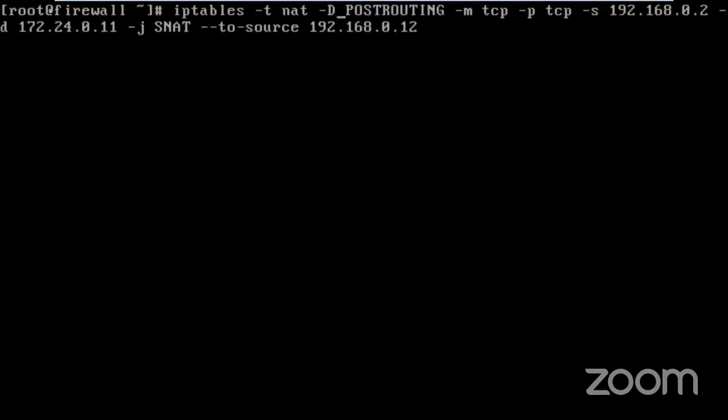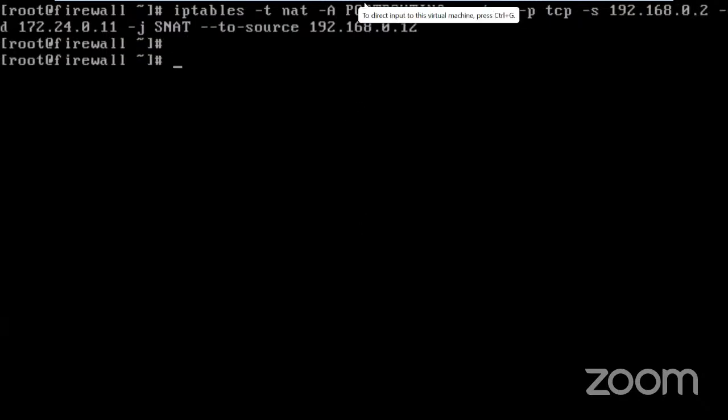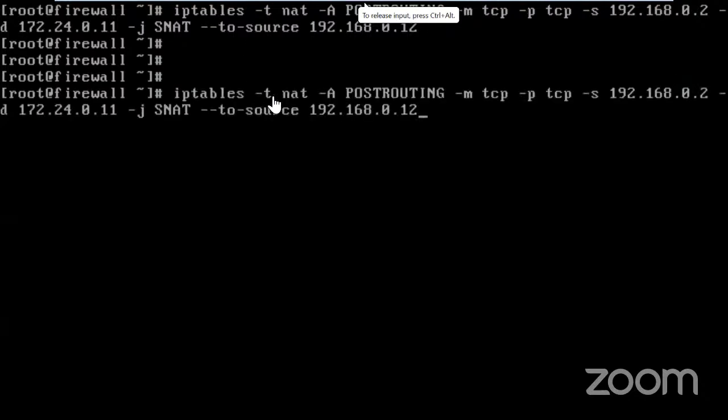Then explain this rule. Then I will take the question. So what was the rule that I have written? I'm saying iptables, type of firewall is NAT, POSTROUTING. Again, the traffic from source going toward this destination 11, perform SNAT and change the source address. So we have already written the rule.